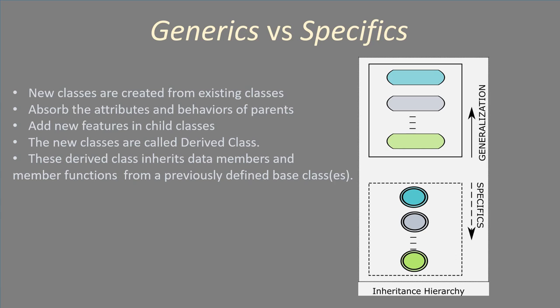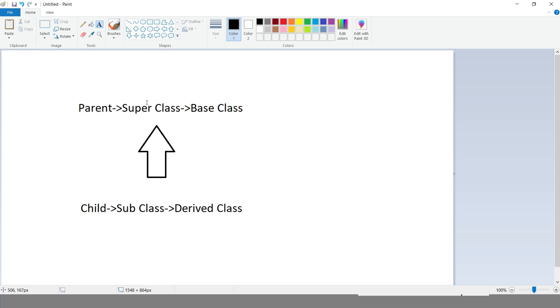These derived classes inherit data members and member functions from superclasses or base classes. So there are terminological synonyms. For example, in inheritance, the parent class is also called superclass and base class, whose features are inherited by the child class, also called subclass and derived class.